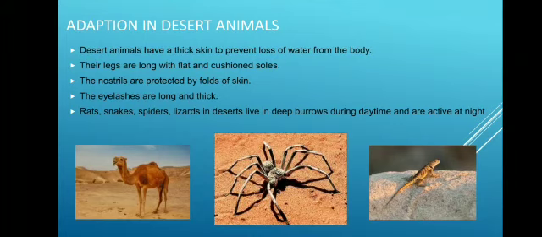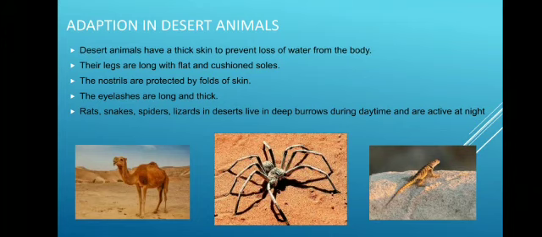Desert animals have thick skin, so that whatever water is inside their body cannot be lost due to the heat. Their legs are long with flat and cushioned soles, so that they can easily walk on the hot sand also. The nostrils are protected by folds of skin.